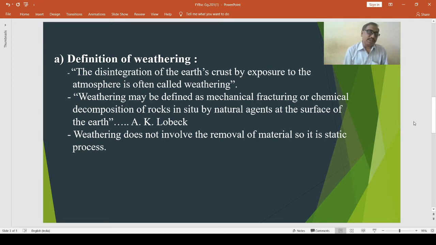Weathering refers to the decay and disintegration of the rocks of the earth crust by exposure to the atmosphere. Weathering does not involve the removal of material, so it is a static process. Weathering ही एक स्थिर प्रक्रिया आहे, कारण त्या ठिकाणी म्हटलेलं आहे की weathering does not involve the removal of material.